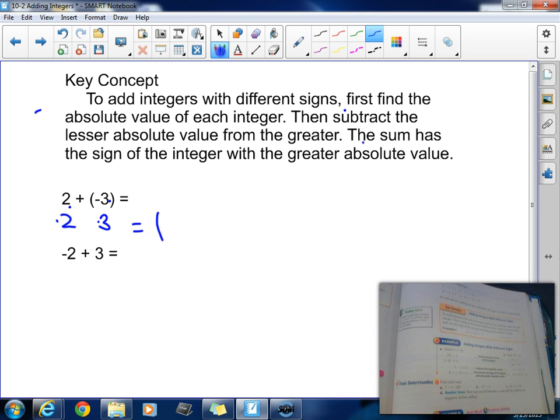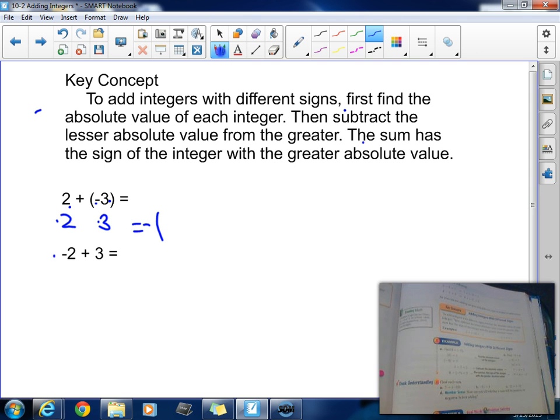The sum has the sign of the integer with the greater absolute value. And in this case, the answer is 3. The greater absolute value is going to be 3. So my sign is going to be negative, so it's negative 1. Okay? Let's try one more very quickly.